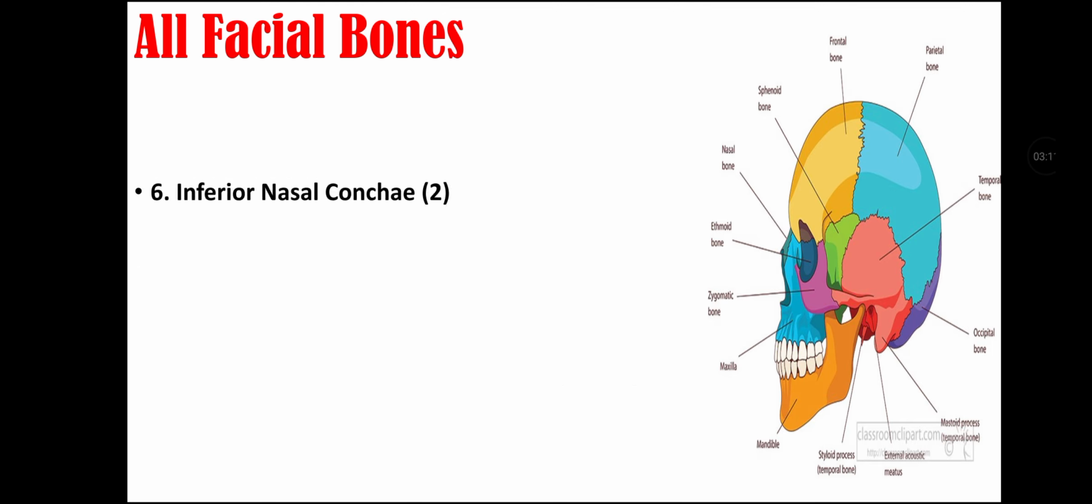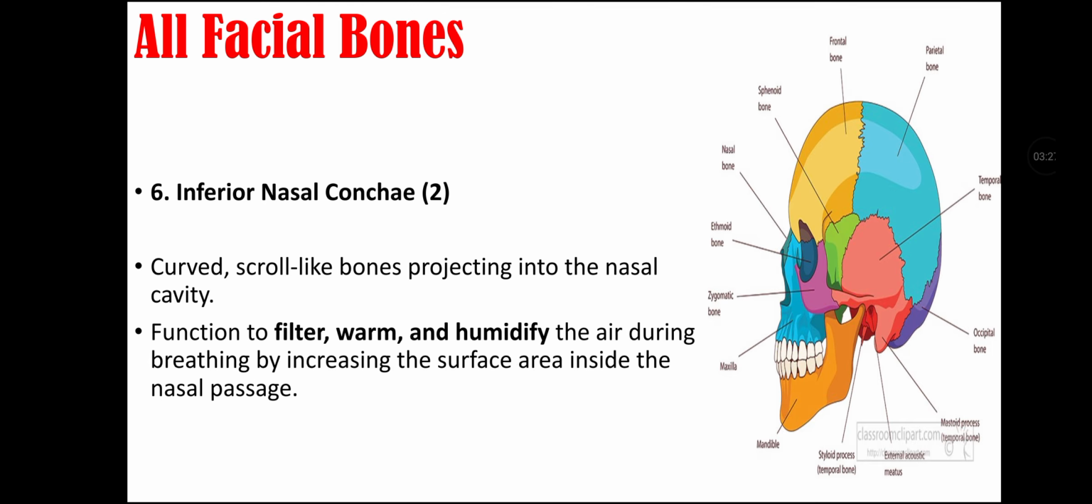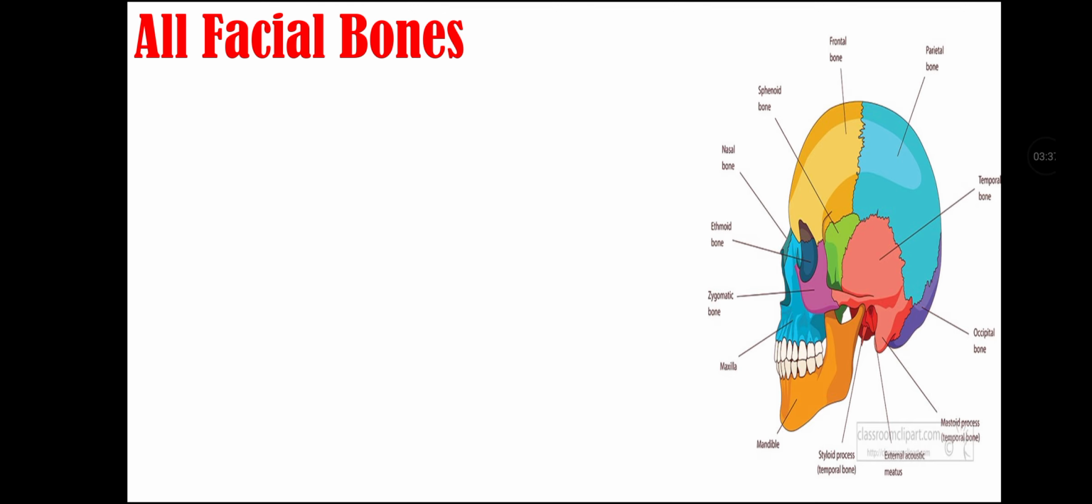Next facial bone we have is the inferior nasal conchae, that is also a paired bone, that means there are two inferior nasal conchae in every skull. They are curved scroll-like bones that project into the nasal cavity, so they are not visible from the side view but they are visible from the front view. Their function is to filter and humidify the air during breathing by increasing the surface area inside the nasal passage.